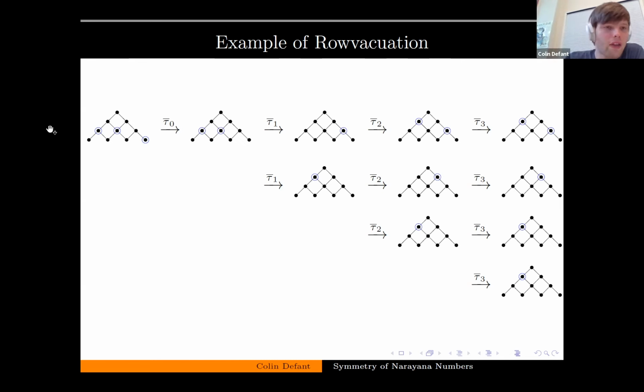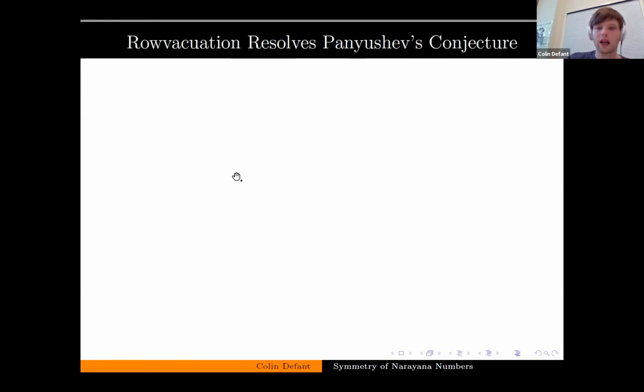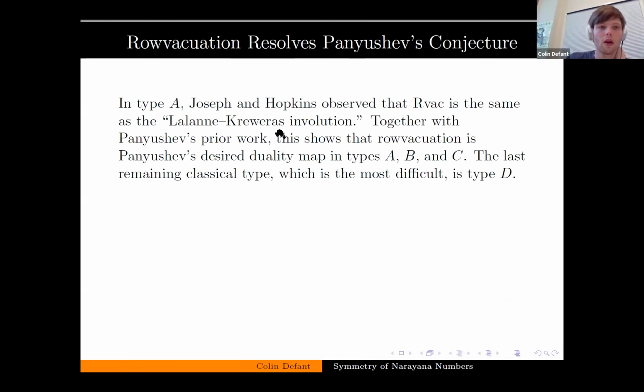So notice we had this root poset of rank 4 because it has 4 minimal elements, and we started with an anti-chain of size 3, and we ended up with an anti-chain of size 1, and 1 is 4 minus 3. So that's sort of good because we're trying to prove Panyushev's conjecture. It's not clear from the way I defined this that this should be an involution, but it actually is an involution, and it ends up settling Panyushev's conjecture. In fact, it settles it in all classical types.